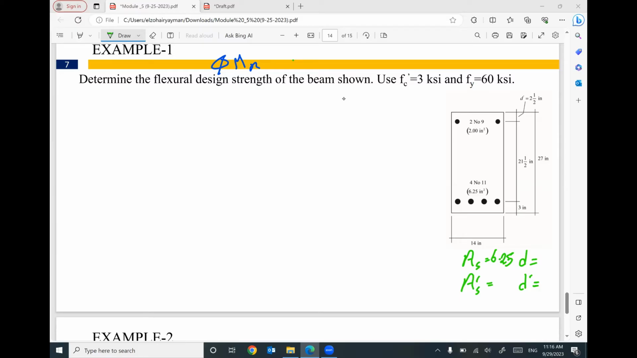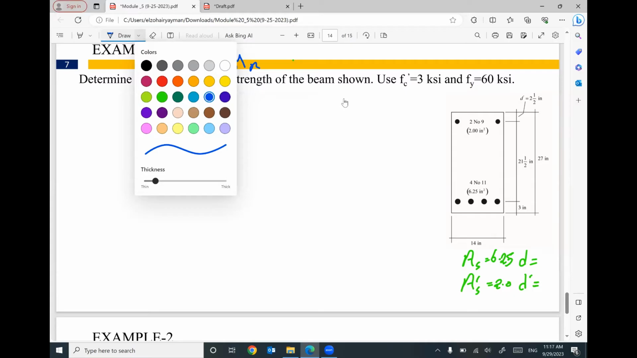We have 4 rebars, number 11. So you can open your table for number 11. What is the area for this size? Multiply it by 4, you will get 6.25. What is the value of area steel prime? It is 2 inches square. If you are not given this information, we have 2 rebar number 9, so you can figure out the area of size number 9, then multiply it by 2.